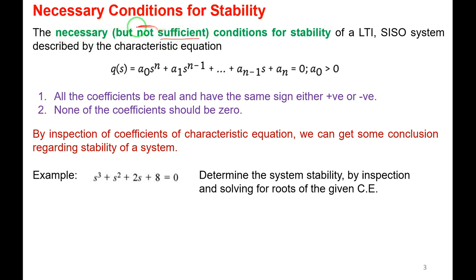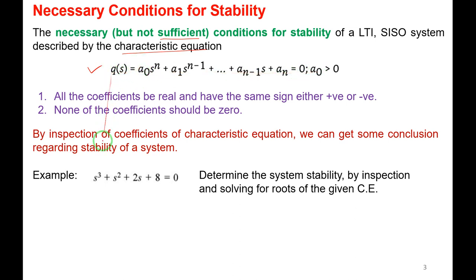First, we will see the necessary conditions for stability of a linear time invariant system, LTI system, having single input, single output. SISO means single input, single output. Let us assume that the system is described by the characteristic equation, the general equation Q(S) = A0 S^n + A1 S^(n-1) + and so on + An = 0, where A0 is greater than 0.